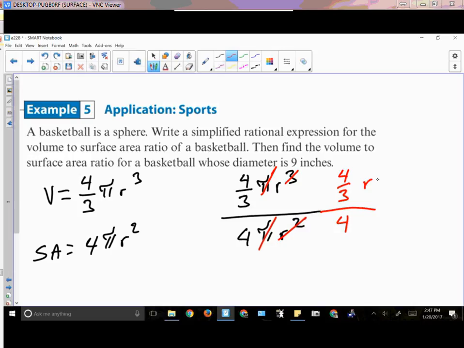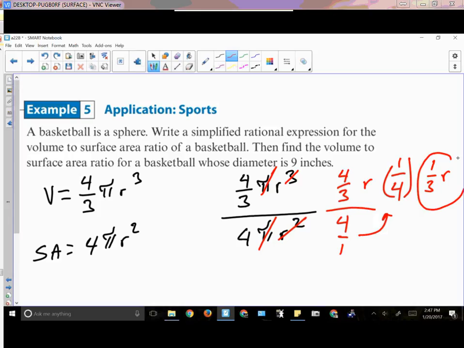Now, of course, you got to remember how to deal with fractions. So I'm going to put this over 1, multiply by its reciprocal, 4. Can't divide by a fraction, got to multiply by its reciprocal, so that means the 4's cancel out, and I end up with just simply 1/3 r. Okay. It's ugly, but that's the way it is.